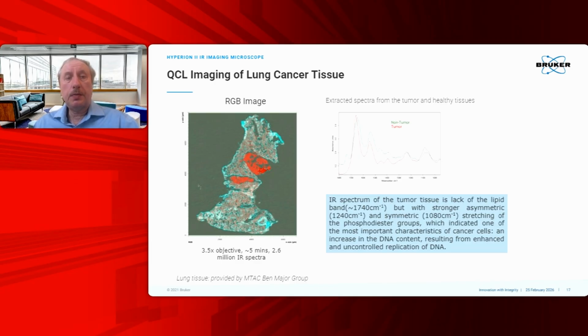Then we can plot the distribution, or XY mapping, of this band on the image, and you can see it here on the left side. They are shown in red. That shows the cancerous tumor position on this tissue.